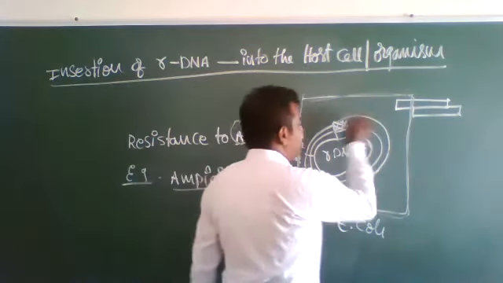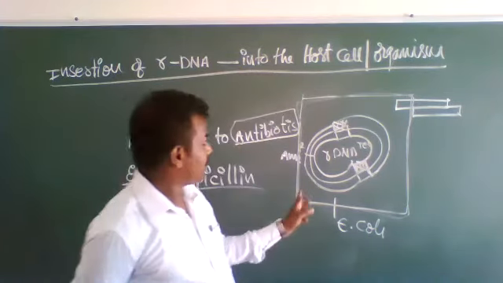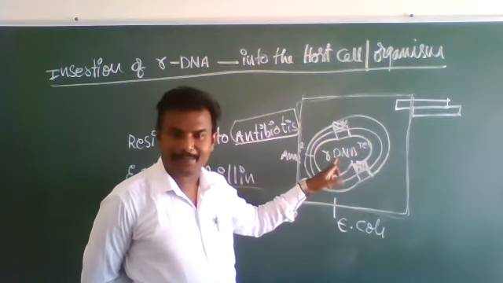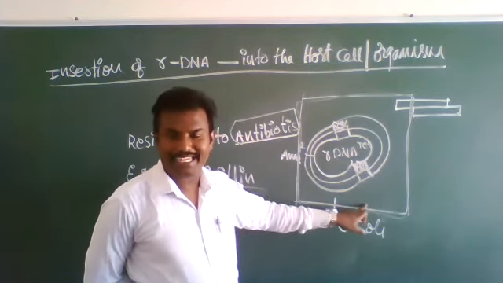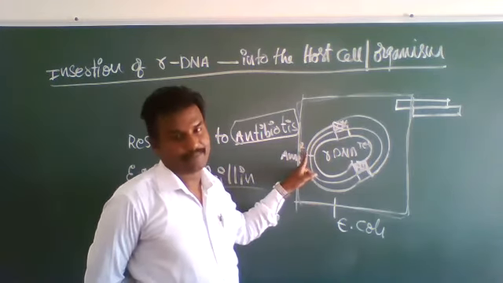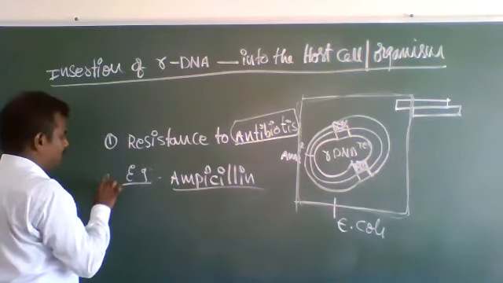So this recombinant DNA is called transformant DNA. When we transfer this ampicillin-containing transformant DNA or recombinant DNA into E. coli, this E. coli becomes resistant to ampicillin. That is one statement.